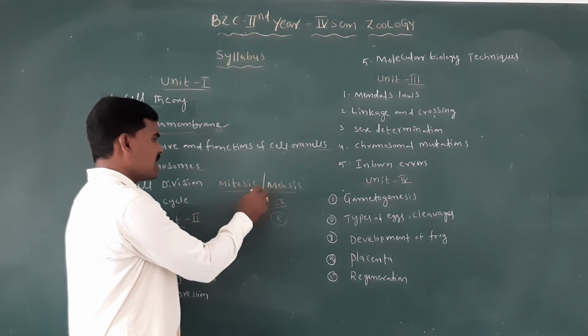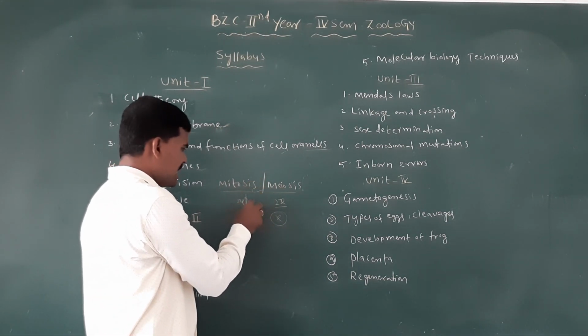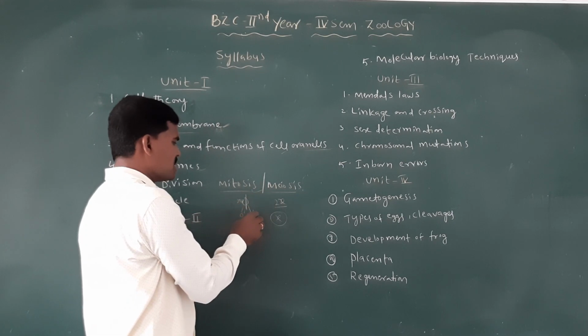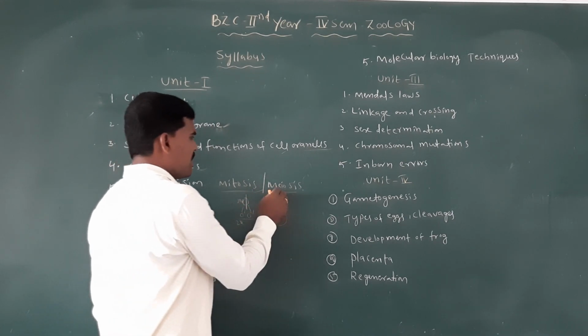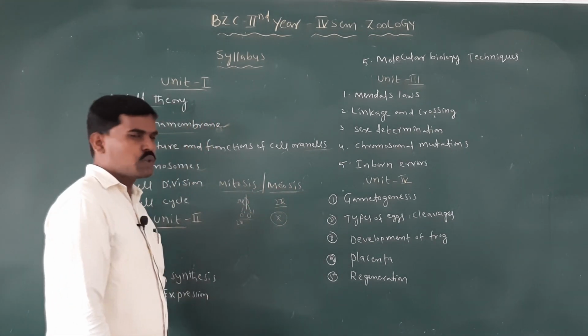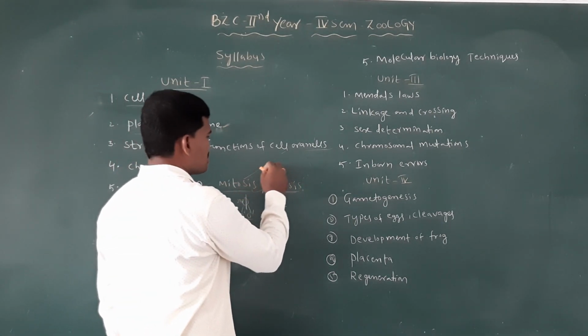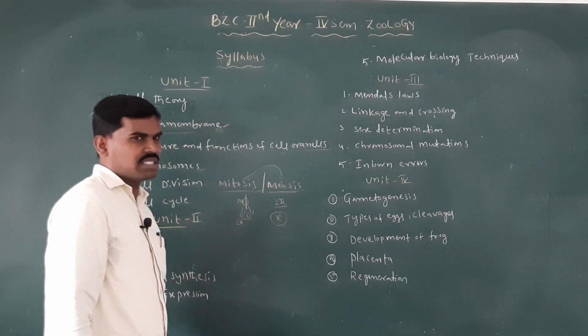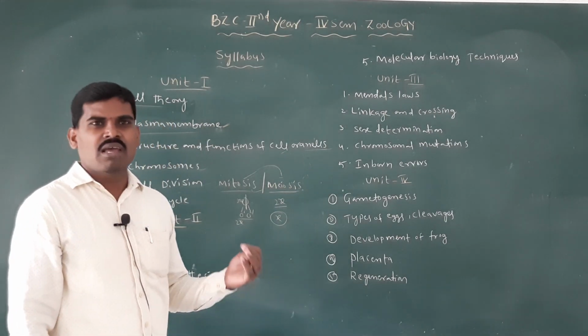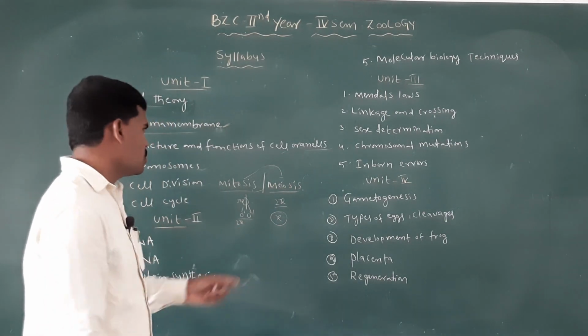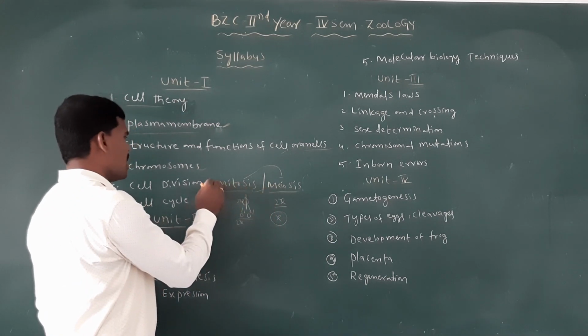In mitotic division, one parent cell divides into two daughter cells. In meiotic division, the chromosome number decreases. Mitotic division is compulsory, while meiosis is not. Meiosis has two types: meiosis 1 and meiosis 2. This is cell division.